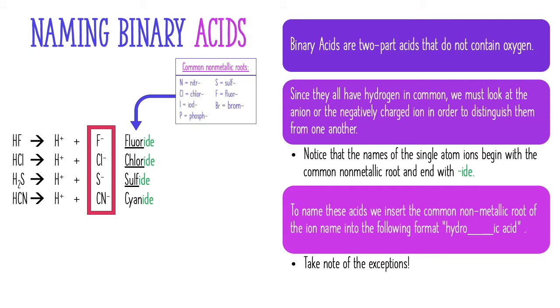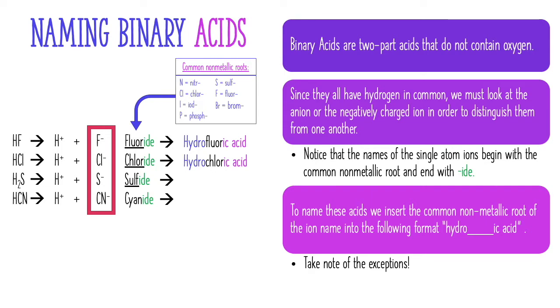Okay, so for example, fluoride or hydrogen fluoride would become hydrofluoric acid. We're just taking those letters, the fluor, and inserting it between hydro and ic to make hydrofluoric acid. We're going to do the same thing for this chloride anion. So that would be hydrochloric acid. And the next couple ones have some exceptions.